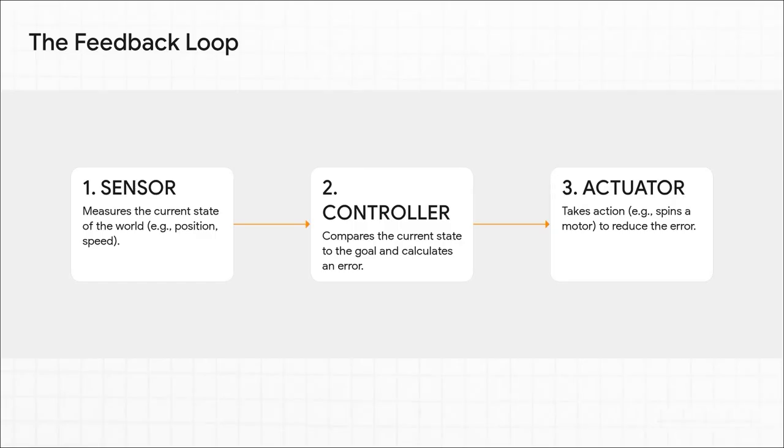And this loop is what it's all about. You've got the sensor, that's the eyes of the system. It measures what's happening. Then you have the controller, the brain. It compares what's happening to the goal. And finally, the actuator, that's the muscle, like a motor, which takes action to fix the error. This simple loop just runs on repeat, thousands of times every second.